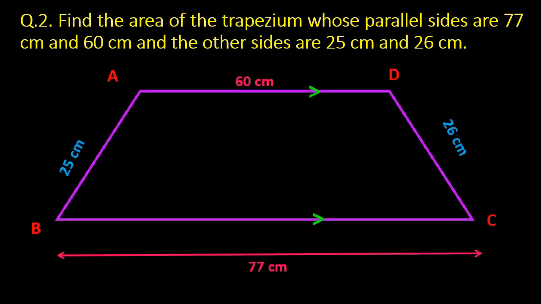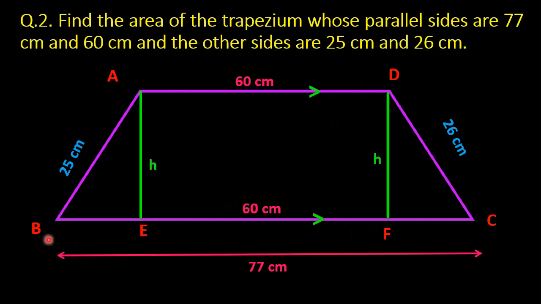So here I have drawn a trapezium ABCD, and the parallel sides AD and BC are 77 cm and 60 cm, and the other non-parallel sides are 25 cm and 26 cm. Since the height is not given, first we drop perpendiculars from points A and D, which represent the height of the trapezium, and let these points be E and F. The distance between E and F is 60 cm, since AD is 60 cm and EF is also 60 cm.